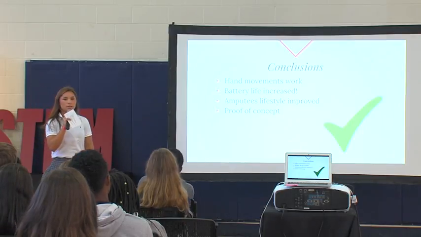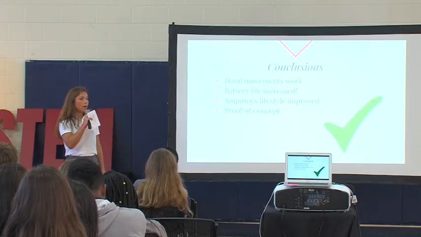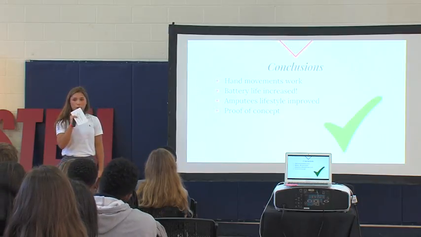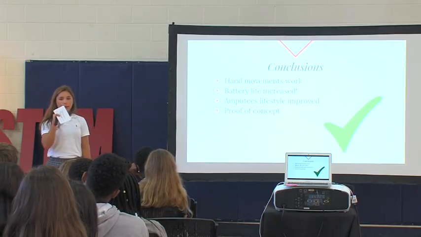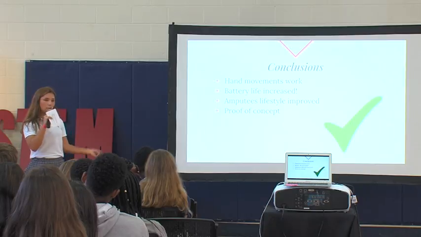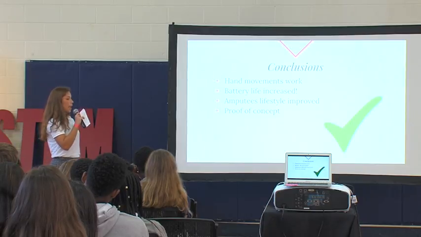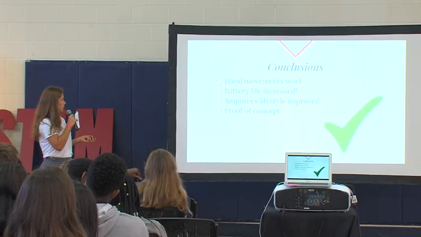So my conclusions. First of all, I was able to increase the battery life. So my proof of concept worked, that if I add solar cells, I can make the prosthetic last as long as I want it to. And then the hand didn't move, as you can see in the video. And lastly, the amputee's life was improved by being able to do this.